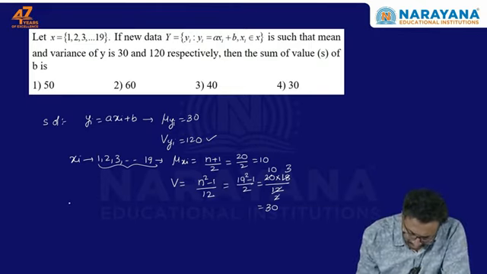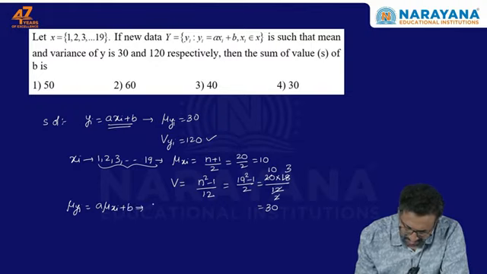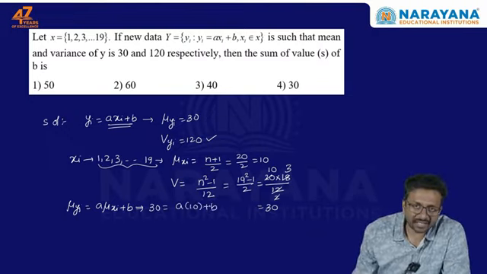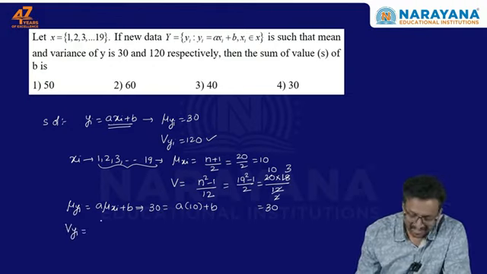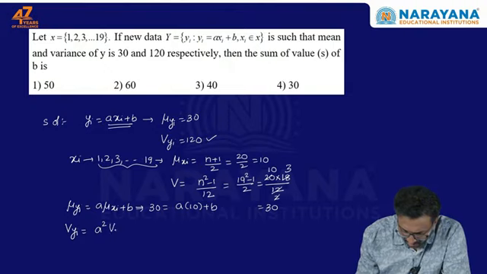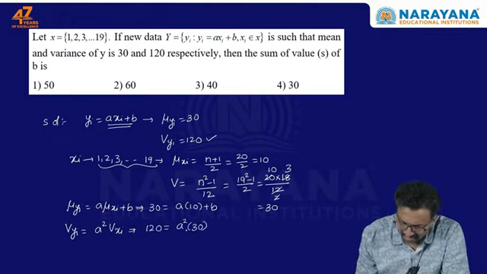So now we know that mu of yi is nothing but, because yi is a xi plus b, a times mu xi plus b. So this implies 30 is equal to a times 10 plus b. This is the first condition. And we know that variance of yi is equal to variance of a xi plus b, which is a square times variance of xi, which implies 120 is equal to a square times 30. So these are the two conditions which need to be satisfied.